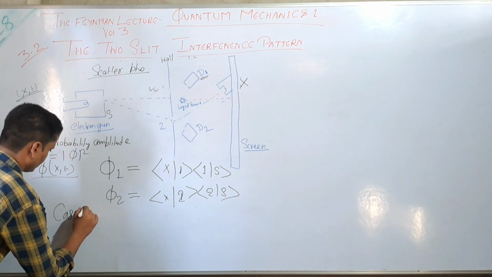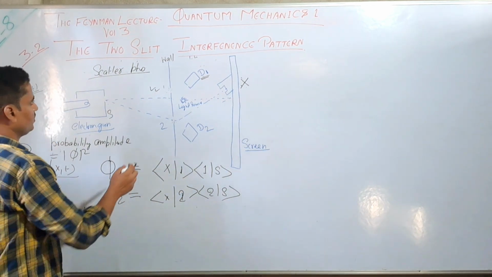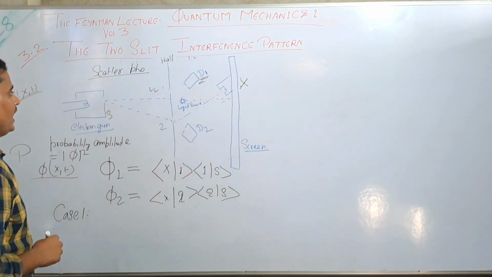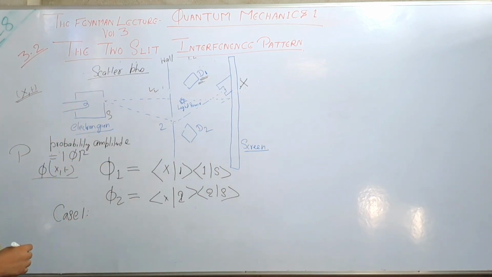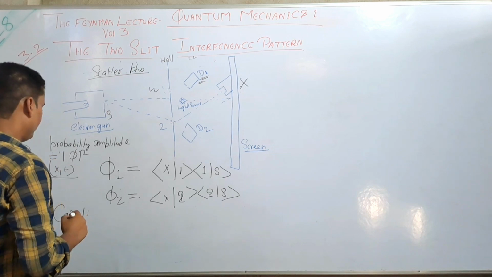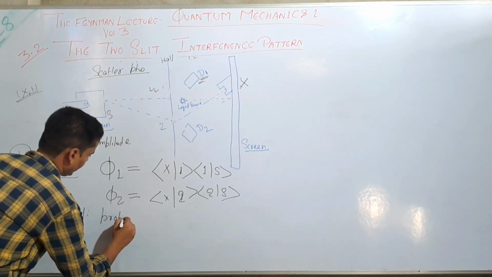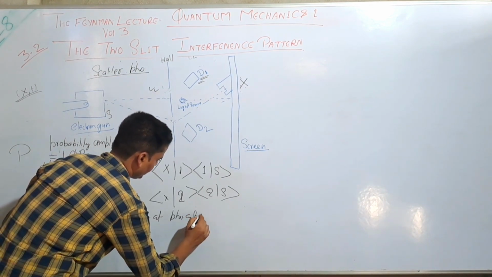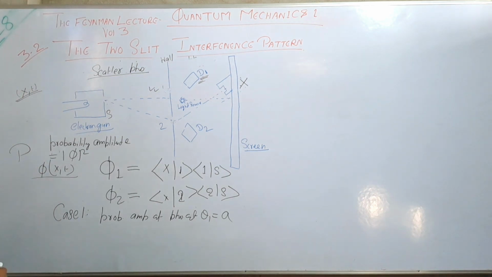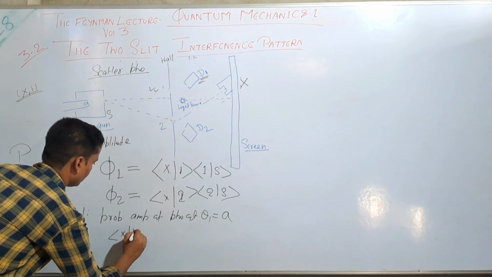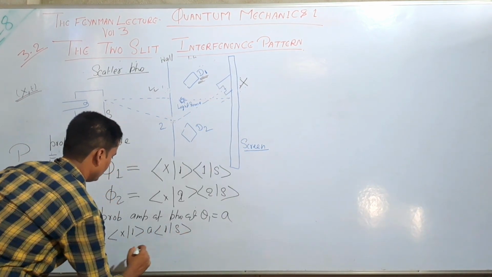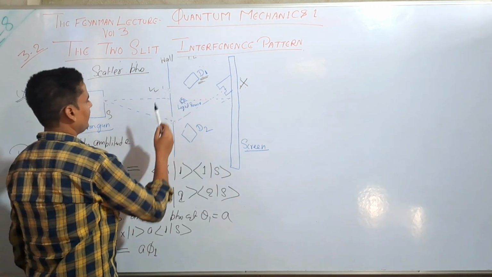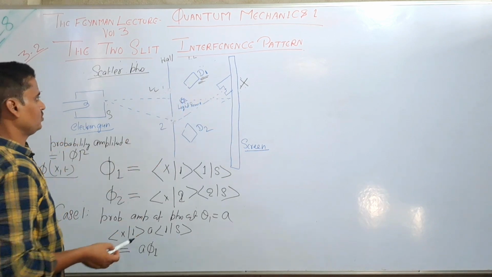Suppose we take case 1. In case 1, suppose the electron has traveled through hole 1 and scattered a photon, the photon has gone to detector D1 and the electron has gone to X. Then what is the probability amplitude of the photon going to D1? Suppose the probability amplitude of the photon at D1 is A. Then the total probability amplitude will be the amplitude from X to 1, A, and 1 to S, which is A phi 1. This is the electron going through hole 1, the photon scattered to detector D1, and the electron going to X.